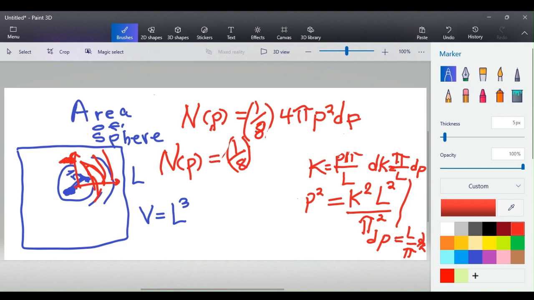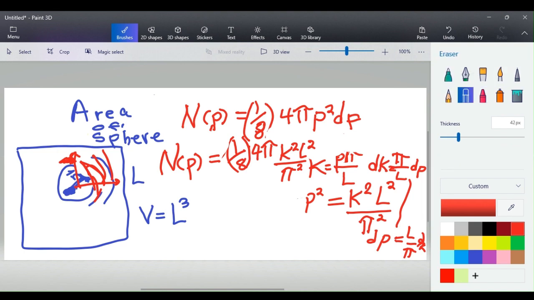equals, and now we're going to put this in terms of K. The 4 pi is still there. The P squared is now K squared, L squared, over pi squared. You're saying, what's all this about? Remember, we're trying to get to the frequency so we can come up with energy. And let me see what I've got here. There's a p squared. Let me get this out of the way.